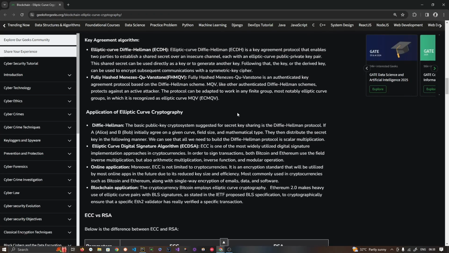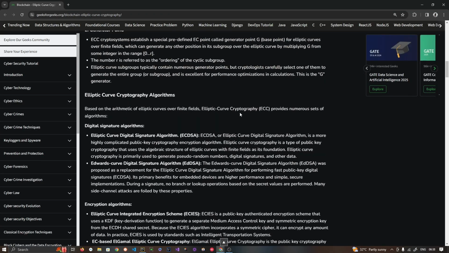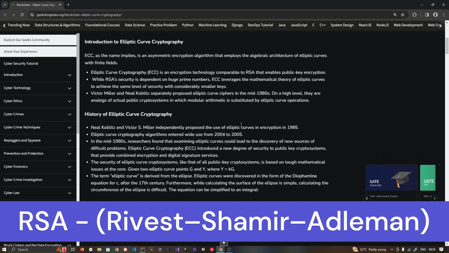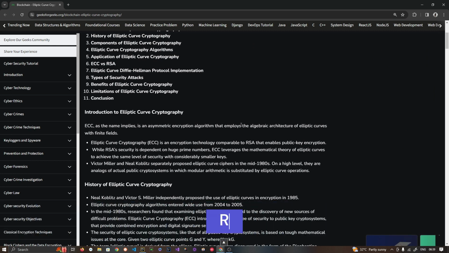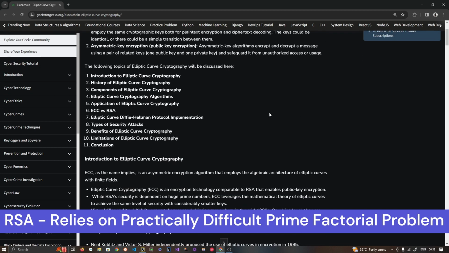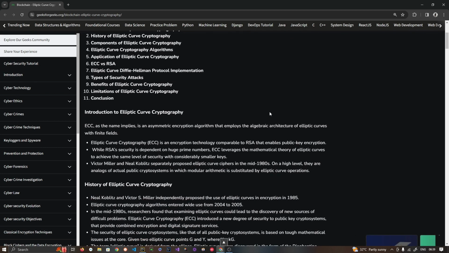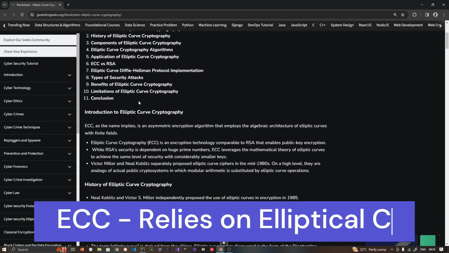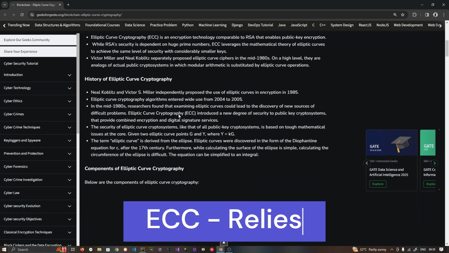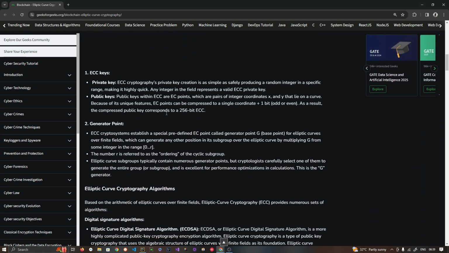We all know about public key, private key cryptography. In elliptical curve cryptography, the basis of creating this key is an elliptical curve in a plane. There are two branches in mathematics: one is discrete logarithmic algorithms, and another is elliptical curves. In this part, private keys and public keys, the ECC keys, are created, and there is a generator point.